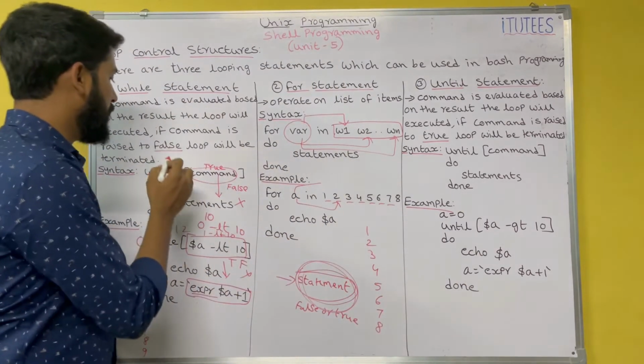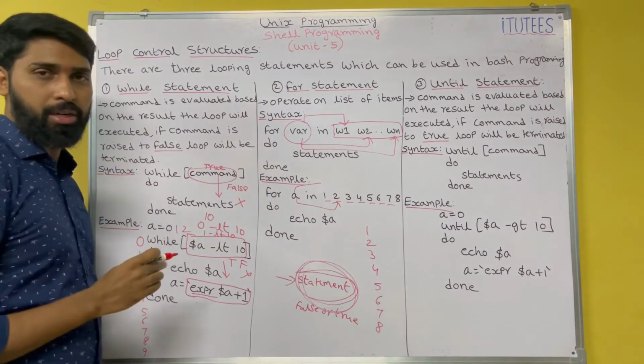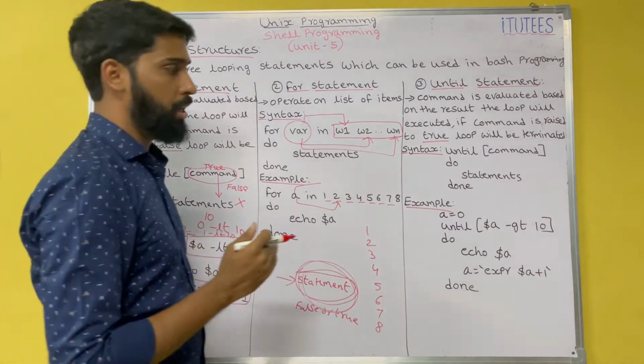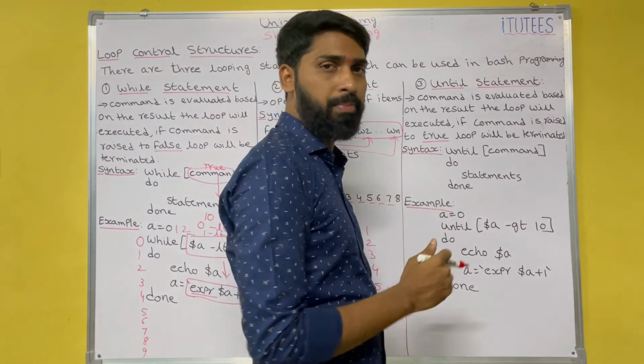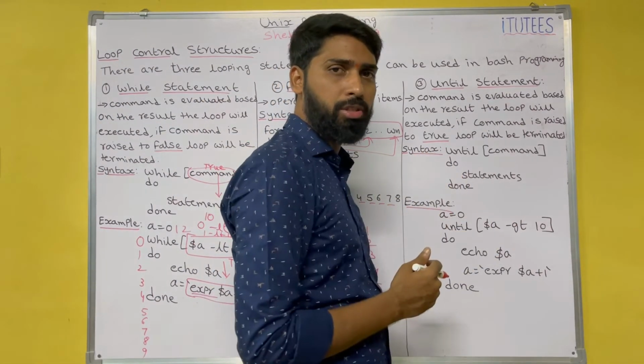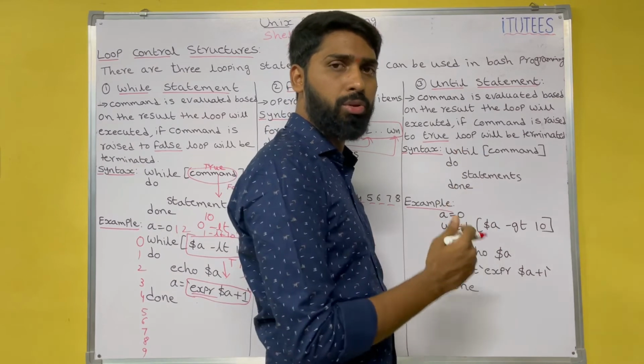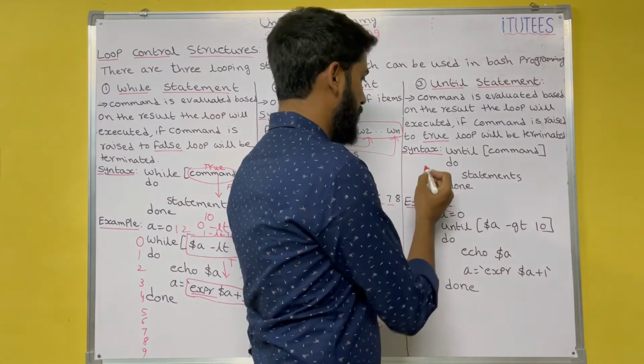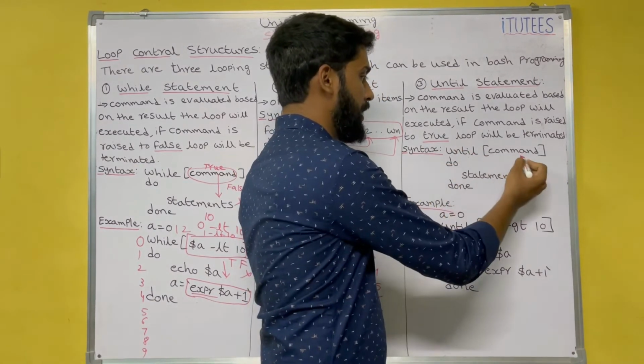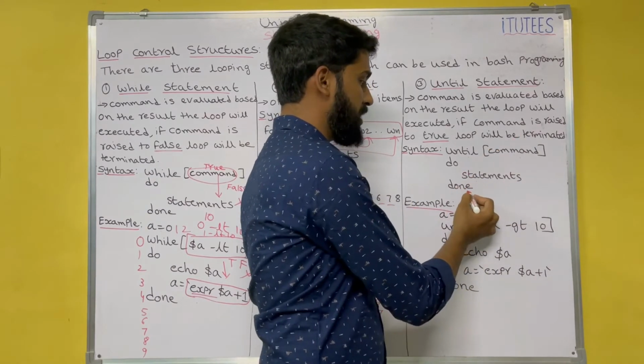In the while loop, if it is false, the loop will be terminated. If it is true, we execute. Until is the reverse of the while loop. If the condition is false, you execute the statement. If the condition is true, you terminate the loop. So this is the syntax: until, command, do, statements, done.